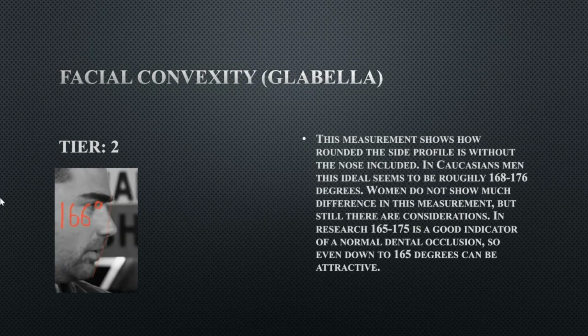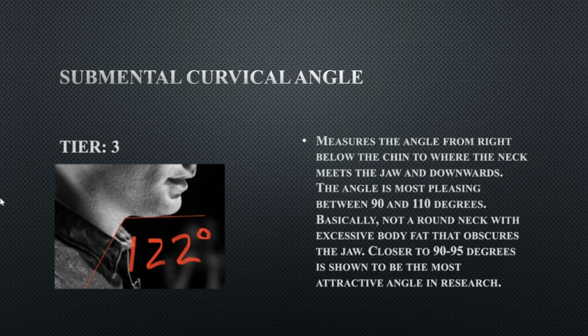His facial convexity goes from the glabella all the way to the subnasal, down to the chin, and his is at 166, so his facial convexity is a little bit more on the rounder side, but this is not too far from the ideal, which is at 168 for the lower end of it, so his is only shifted by 2 degrees.